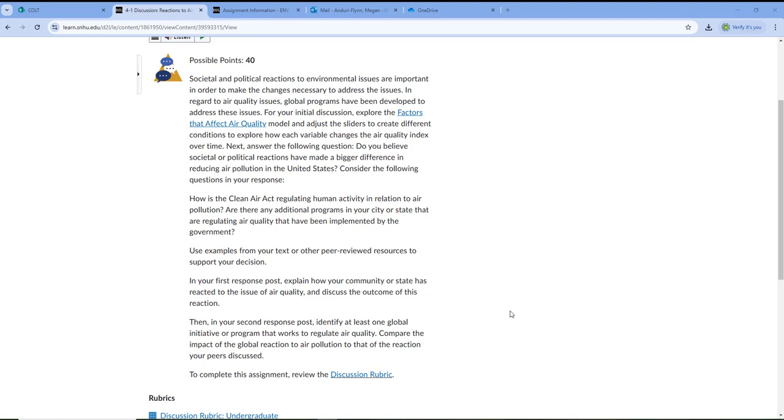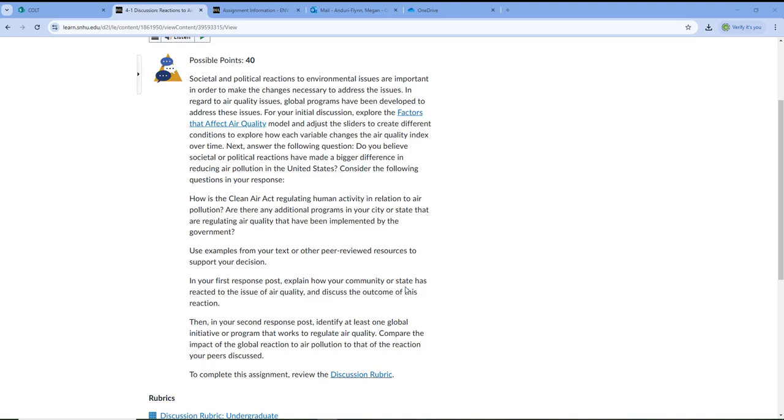For your response posts, you're going to do two response posts, but it's a little different this time because you're going to be answering the responses differently. So in your first response post, you're going to explain how your particular community or state has reacted to the issue of air quality and discuss the outcomes of this reaction. So based on what your peer wrote, you can compare your community's or state's reaction to air quality to theirs and discuss the outcome of this reaction.